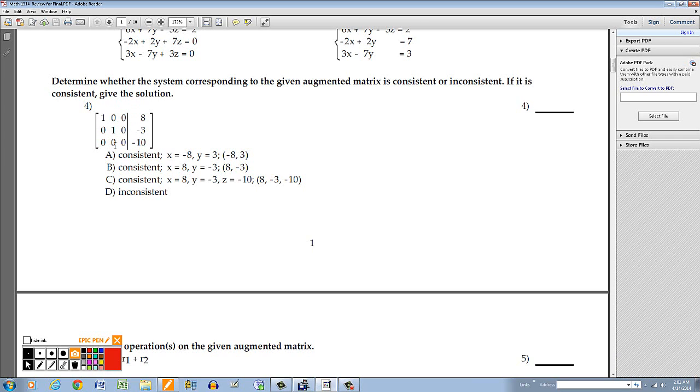So if you look at the last row, this reads 0x plus 0y plus 0z is equal to negative 10. Well, that would tell me then, because these are all zeros, the left side of the equation is 0 and the right is negative 10. 0 cannot equal negative 10. That's a contradiction. So the answer to number 4 is D. It's inconsistent. No solution.